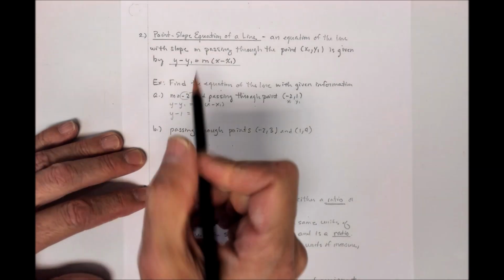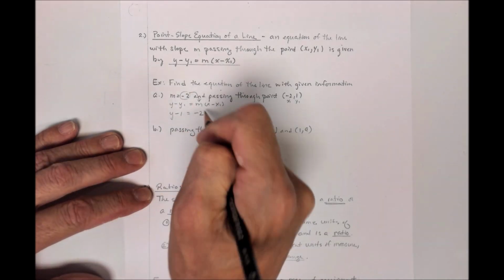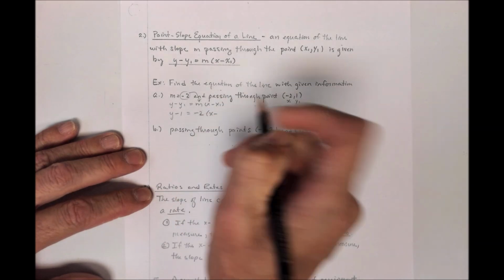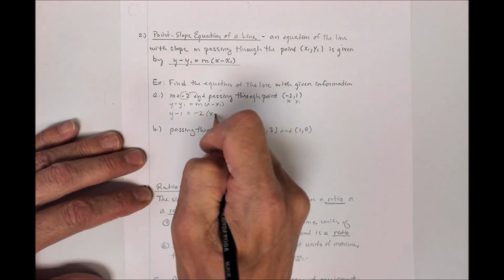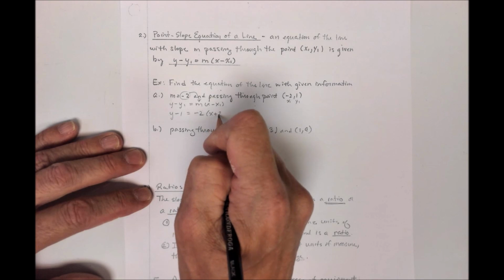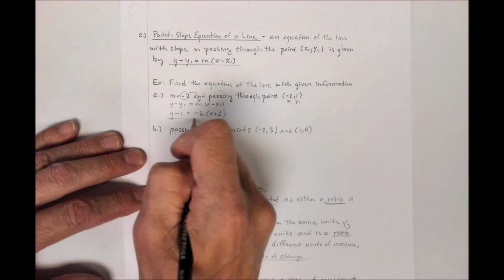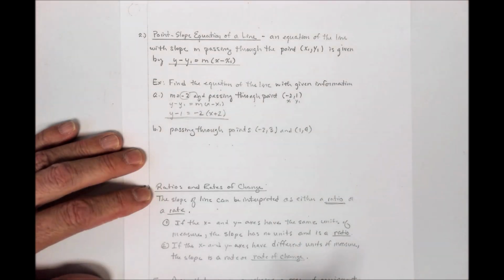It's a -2 in for m times the quantity x minus x sub 1, which is a -2. So minus a -2 is +2. And that is the equation. You could stop right there based on the instructions given for this problem. That would be good enough. Now, if you want to go ahead and distribute and isolate the y, that's fine as well.